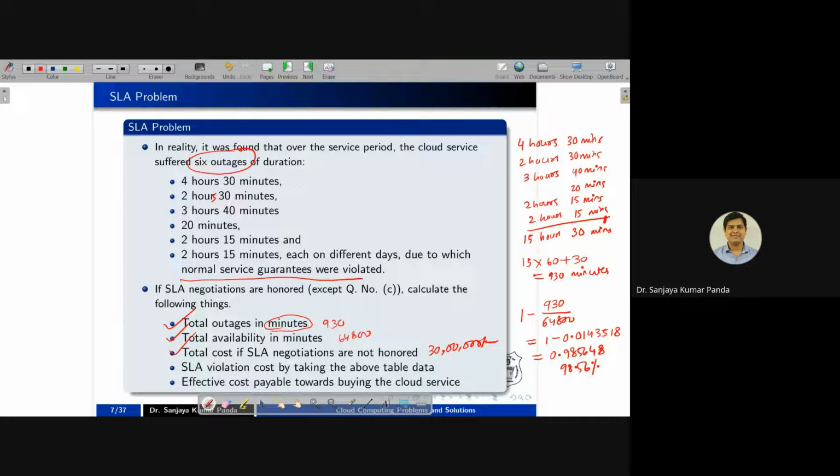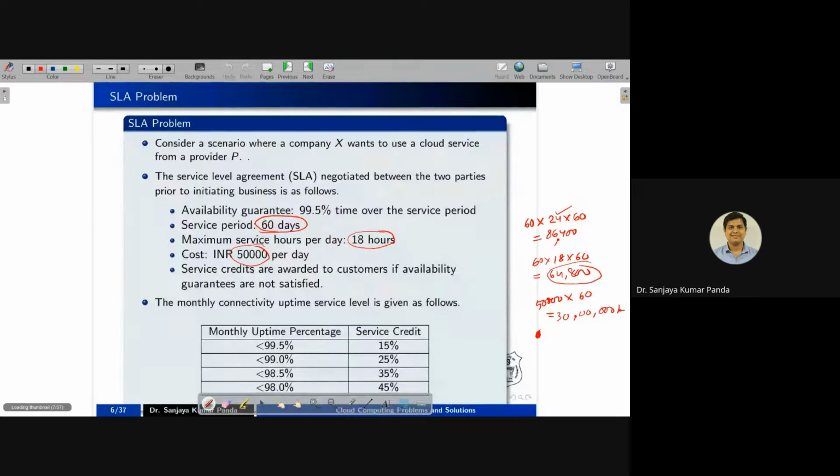Okay. Now, if you see 98.56%, you can see in which band it is coming. So 98.56, it is less than 99%. So is 98.56 less than 98.5? No. So what is the service credit here? Is it 25% or 35%?